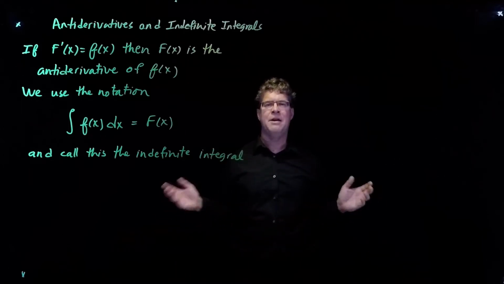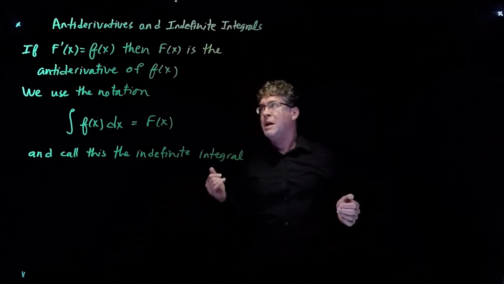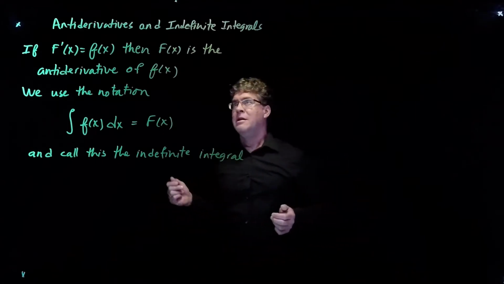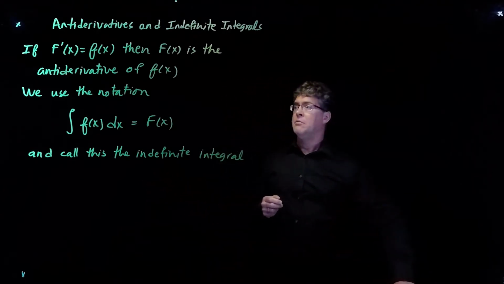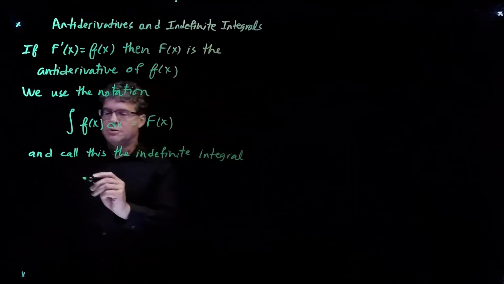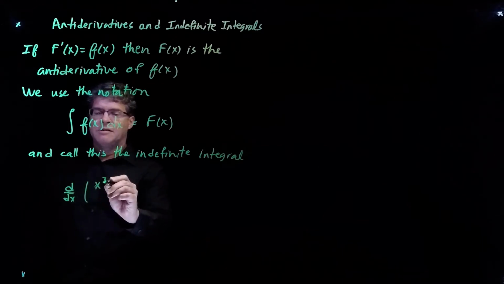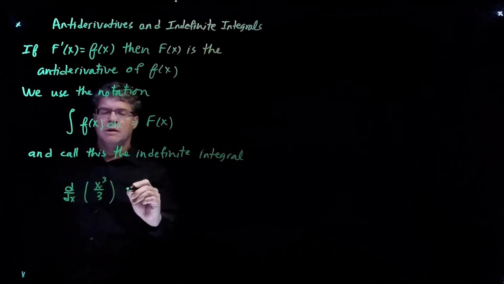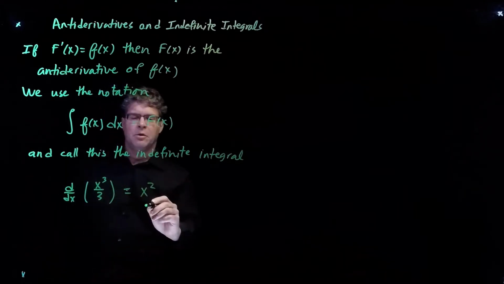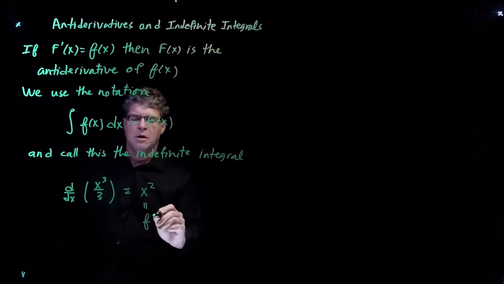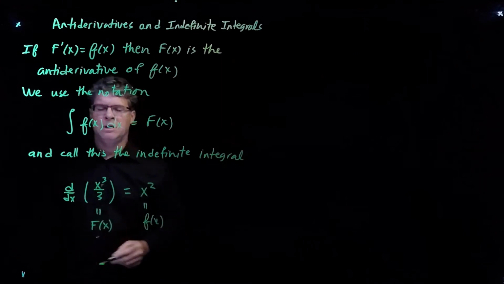Let's talk about the antiderivative and indefinite integrals. So if big F prime is little f, then big F is the antiderivative of little f. For example, if we take the derivative of x cubed over 3, this will be equal to x squared. So x squared can be our little f of x, and x cubed over 3 could be our big F of x.